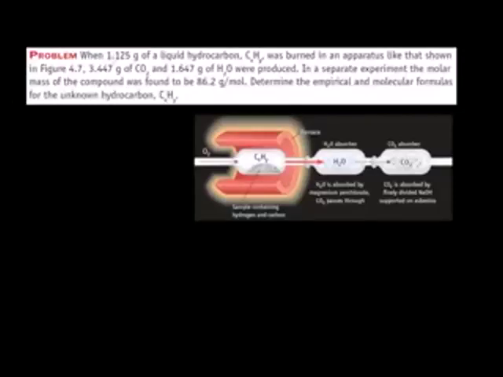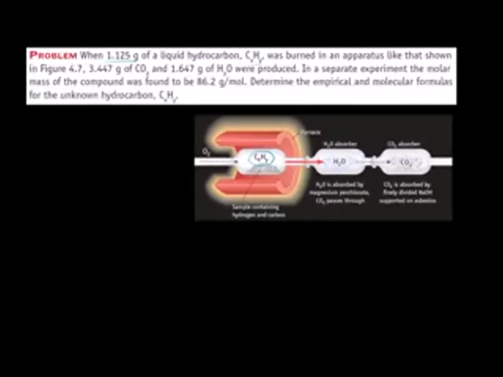Our problem tells us that when 1.125 grams of a liquid hydrocarbon, CxHy, so we don't know how many C's and H's there are, so it's a mystery liquid hydrocarbon, was burned in an apparatus like that shown in figure 4.7. This is the apparatus. This is our mystery hydrocarbon getting burned, or combusting with oxygen. You need oxygen for the combustion to occur.